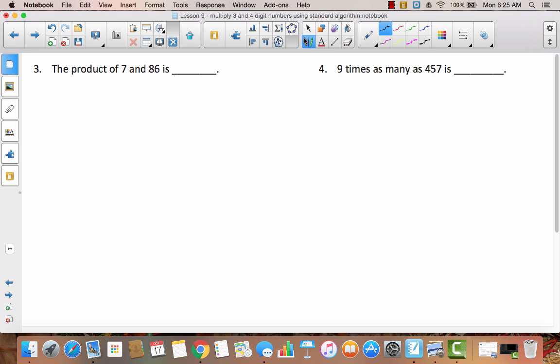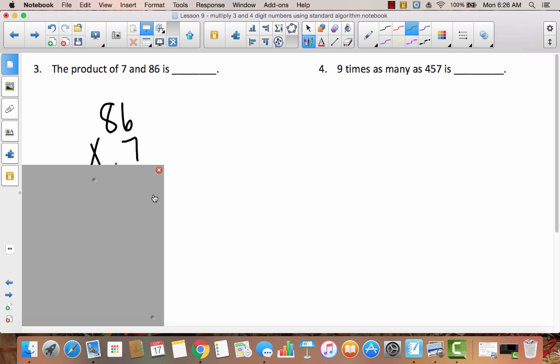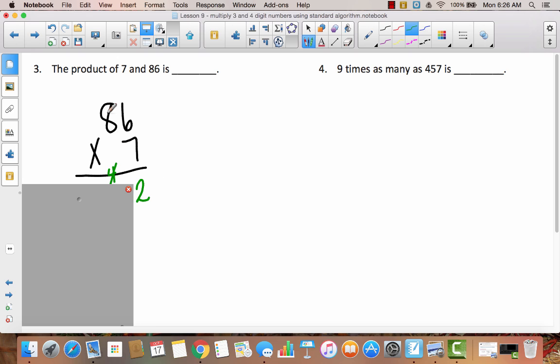All right, now we're going to use our standard algorithm to solve a couple of problems. You can see here that I have the product of 7 and 86. So product means I'm going to be multiplying. So I'm going to multiply 86 times 7. I'd like for you to go ahead and solve this using standard algorithm, and then we'll come back and check together. Okay, so we have 6 ones times 7, which is going to give us 42 ones, and then 8 tens times 7, which is 56 tens, plus 4, which is going to give us 60 tens, which is 602. I'd like for you to do 4 all by yourself, and then let's come back and check together.